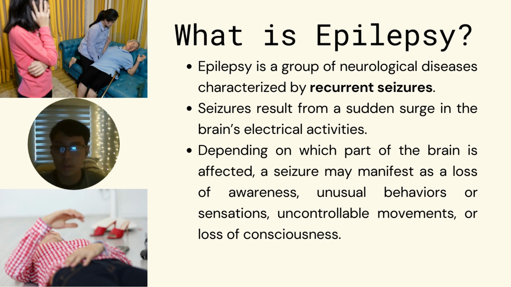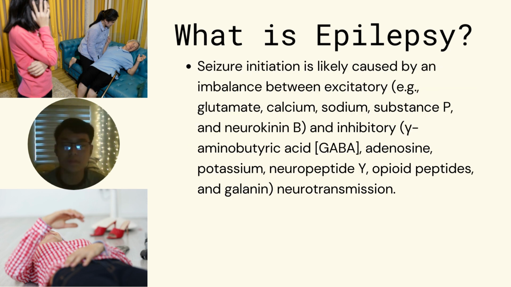So yes, later we will know that there are different types of seizures characterized by different durations. And we will also know na ibang seizures can occur with or without loss of consciousness. So as stated by the book, seizure initiation is likely caused by an imbalance between the neurotransmitters which excite or activate the nervous system and those that inhibit or stop the nervous system from sending signals. So later, we will talk more about this, the excitatory and inhibitory processes in the brain.